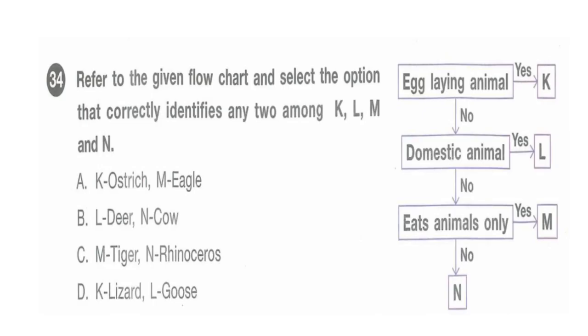The flowchart says that if egg-laying animal, yes, then it is K, and if no, then it is a domestic animal. If it is a domestic animal, yes, then it is L, and if it is not a domestic animal, it eats animals only. If it eats animals only, then it is M, and if it doesn't eat animals only, then it is N. So as per the given flow chart, we have to select the option that correctly identifies any two among K, L, M and N.